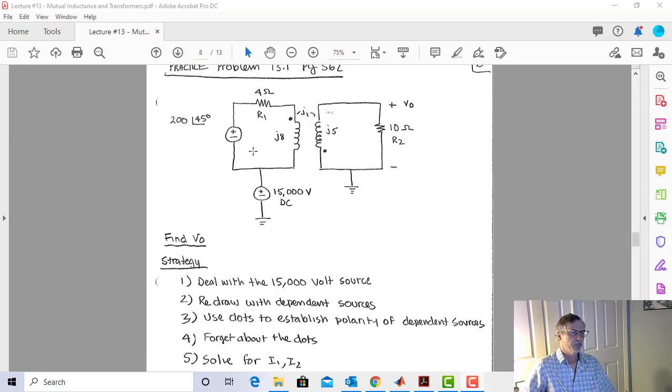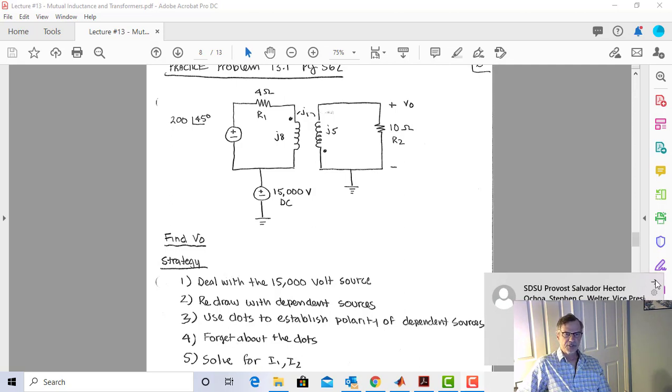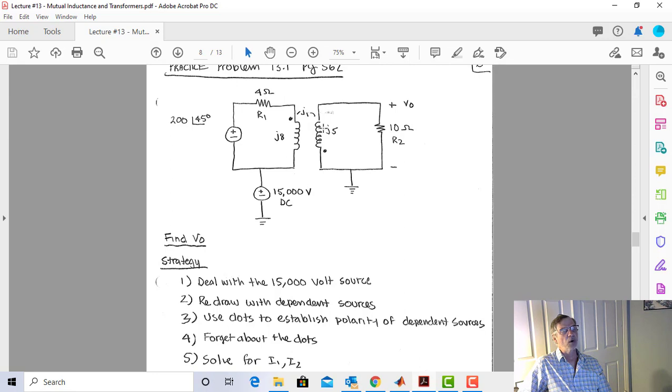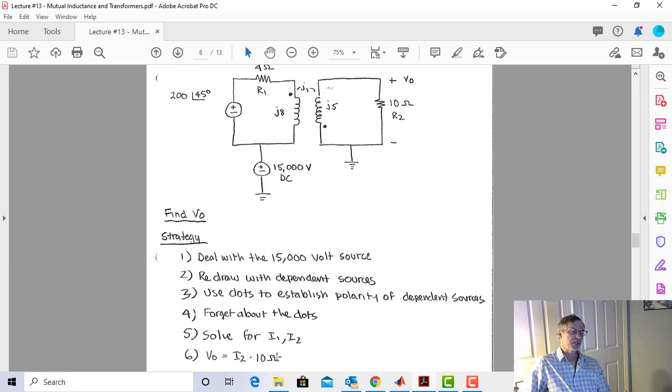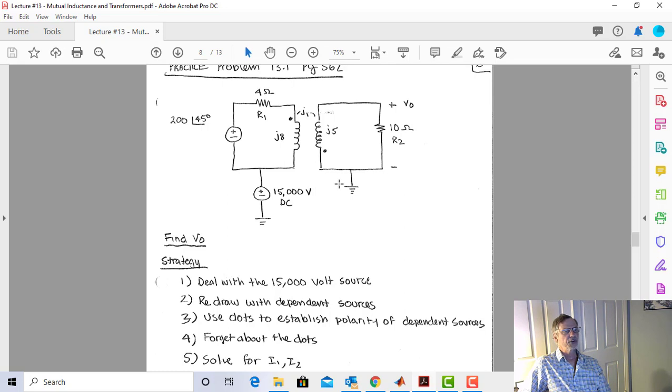Next, we're going to redraw this with dependent sources. That's step 1. Step 2, we are going to write in the value of the dependent sources. Then step 3, we're going to use the dots to establish the polarity of the dependent sources. Then we're going to forget about the dots, and solve for I1 and I2. I2 is going to be right here, and V out is going to be I2 times 10 ohms. So, good strategy. Let's do it.